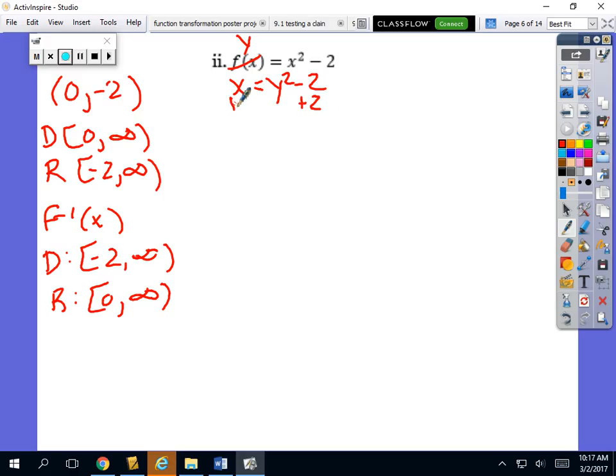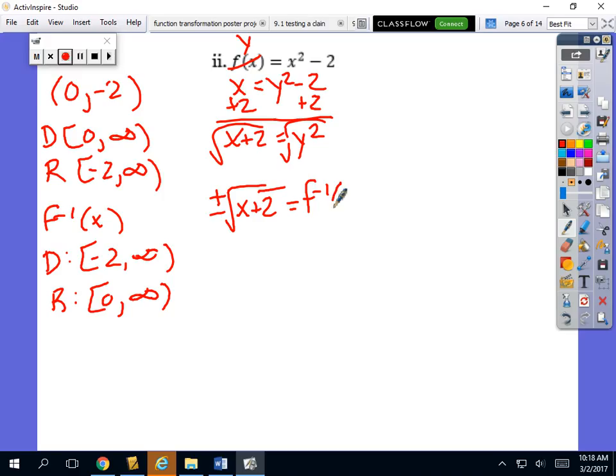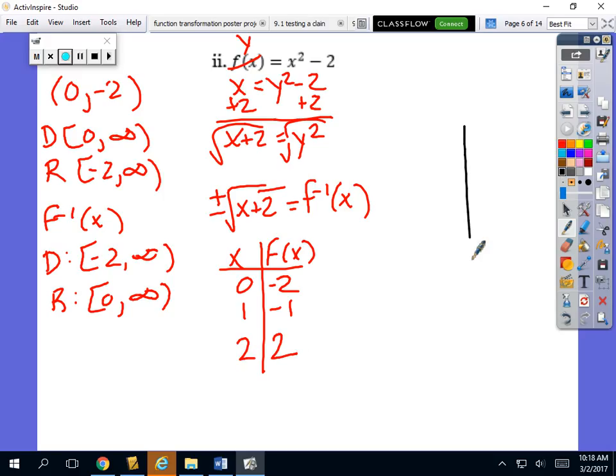Add 2 to both sides. So you get x plus 2 equals y squared. Square root to undo the square. And you have plus or minus square root of x plus 2 equals your inverse. Make a table of values, starting with the vertex 0, -2. Go up the x-axis. If x is 1, 1 squared minus 2 is -1. If x is 2, 2 squared minus 2 is 2. So then we can make our graph.